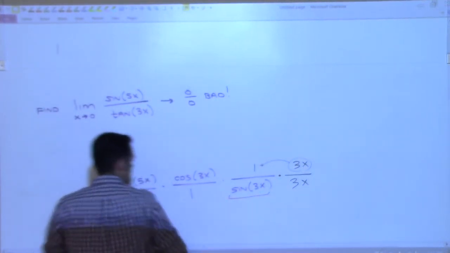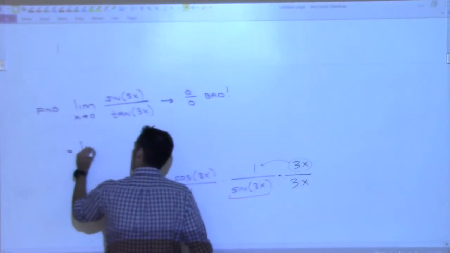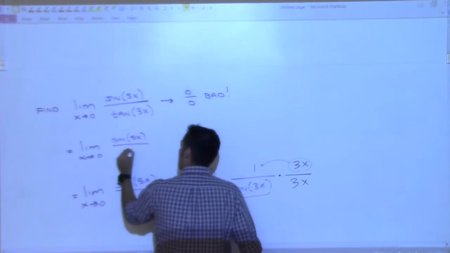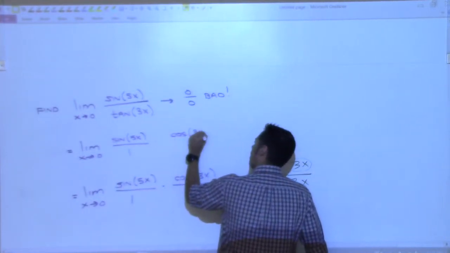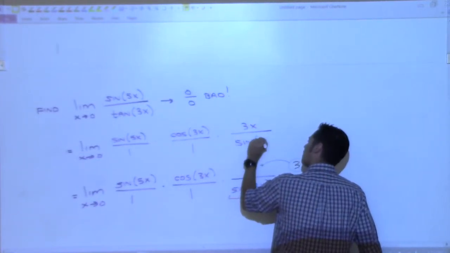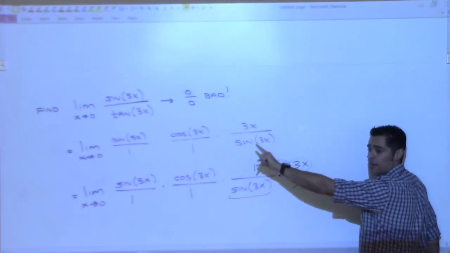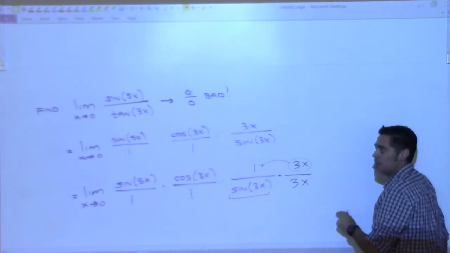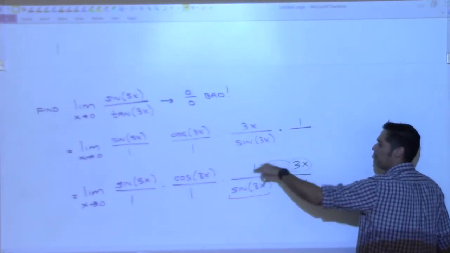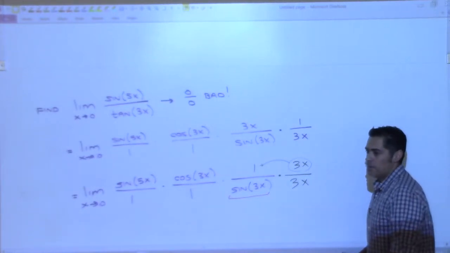Here's where we are. We have limit x approaches 0. We have sine 5x over 1. We have cosine of 3x over 1. We now have 3x over sine 3x, right? When I slide that over, we know all of those are good, aren't they? But what do we still have? The 3x on the bottom, don't we? So we say times 1 over, because we slid that 3x over, we still have 3x down here. Y'all see that?